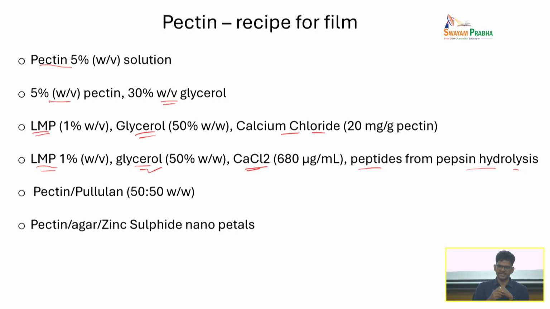Or you can also mix with other polymers, like pullulan, which is another polysaccharide. You can mix pectin and pullulan in a 50-50 ratio and then cast into film. Since pectin is of bio origin, it blends nicely with other hydrophilic biopolymers like pullulan, starch, and so on. Another example is pectin, agar, and zinc sulfide nanopetals. You can add nanoparticles into the film to reinforce it. Okay, so this is not an exhaustive list. This is just a representative list. If you go and search the literature, you will see a whole lot of recipes available for casting pectin-based films.